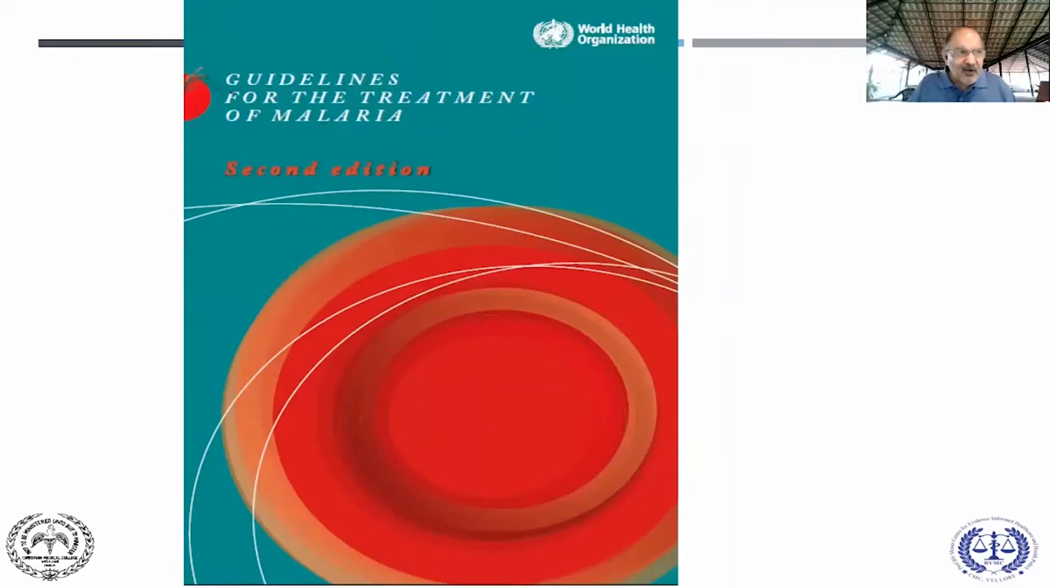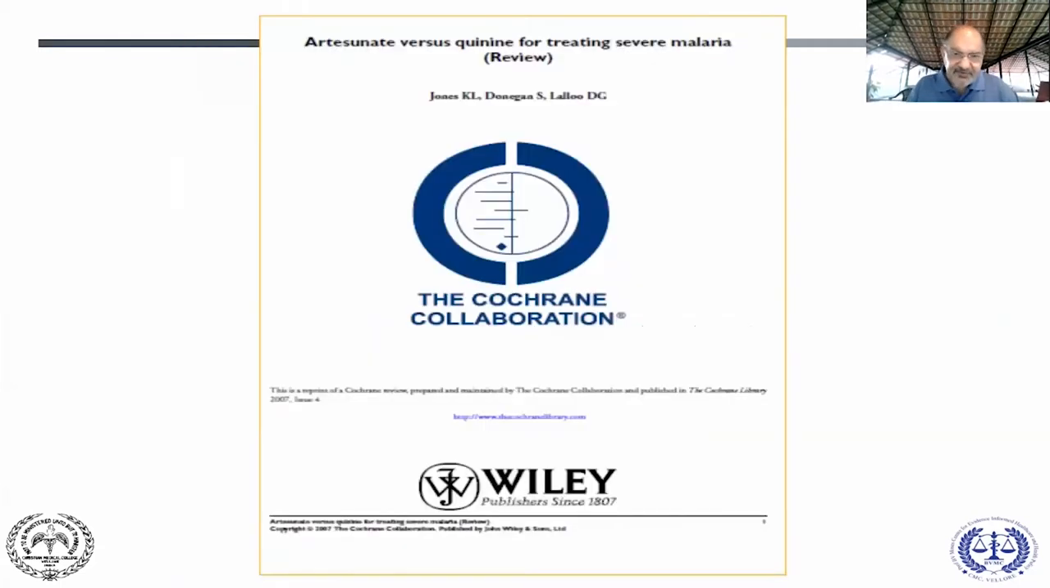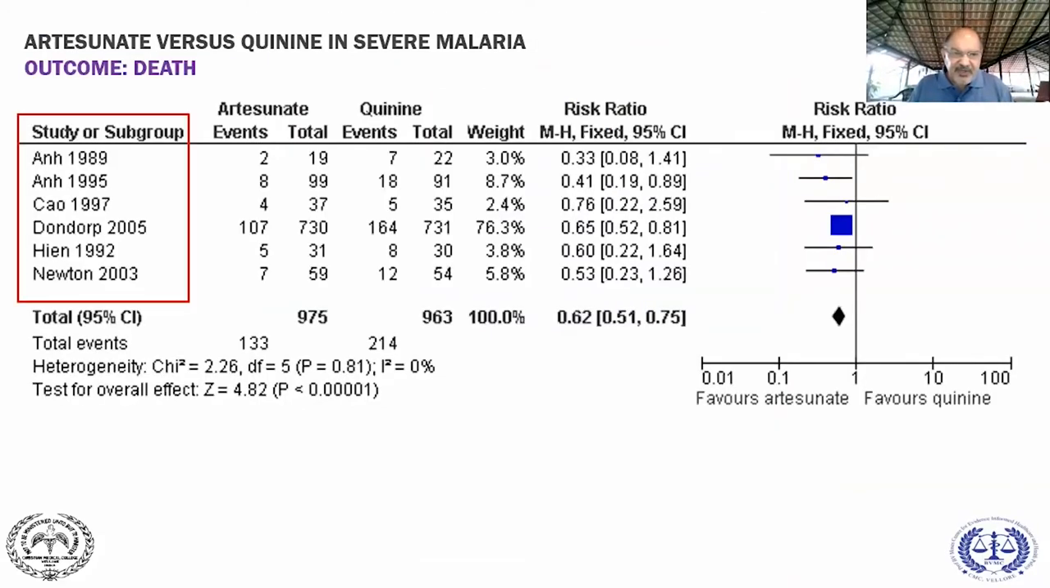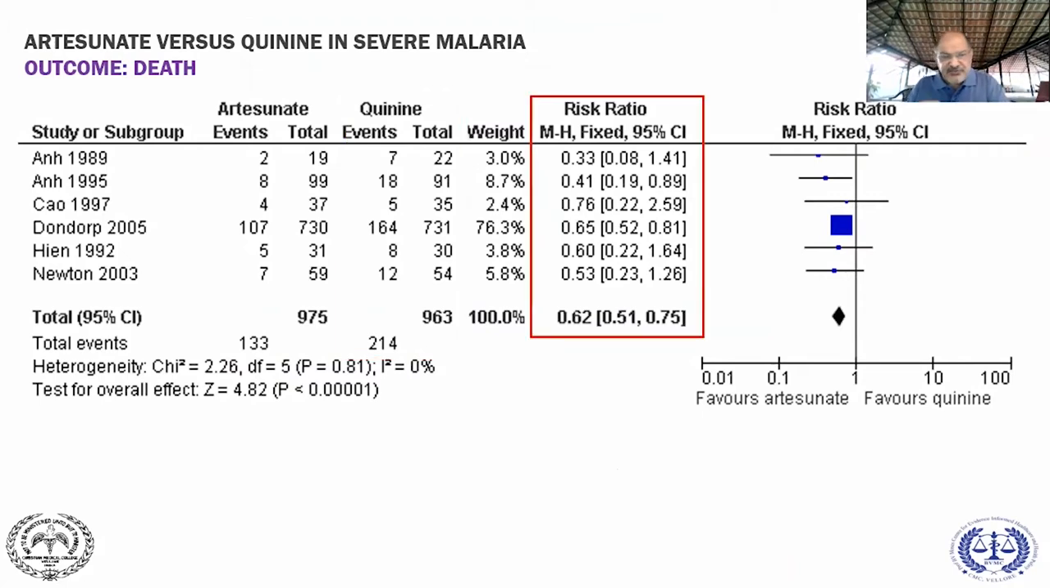One I use very often is this example from the WHO guidelines for the treatment of malaria, which very clearly says that intravenous artesunate should be used in preference to quinine for the treatment of severe falciparum malaria in adults. A strong recommendation based on high certainty, or high quality, evidence. This came from a Cochrane systematic review, where they found 6 trials at that time, looking at the outcome of death, which shows how many people died with artesunate, how many people died with quinine, and the risk ratio for each of those trials for the comparison.